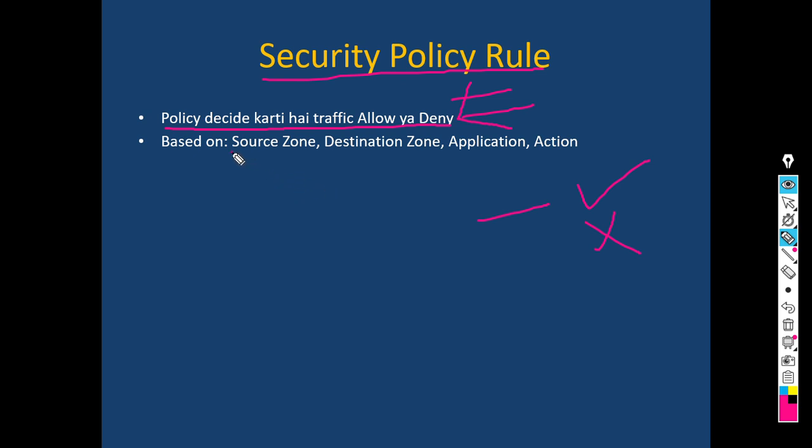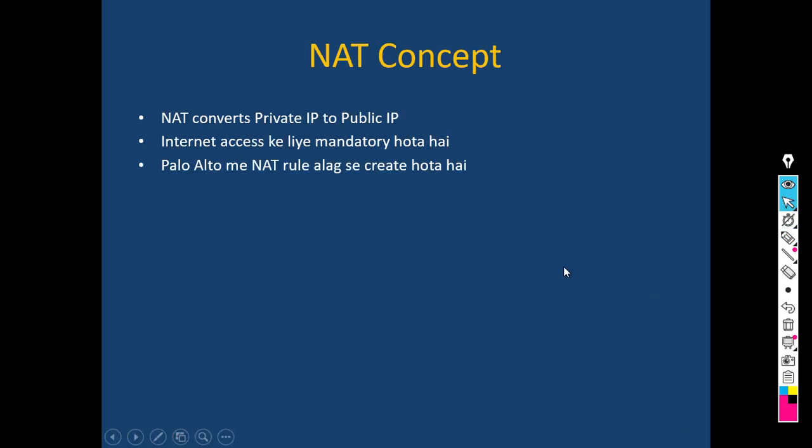There are options: source zone, destination zone, application, and IP addresses. Multiple options are there. These are the basic options: source zone, destination zone, application, and so on. In the action we can put allow, deny, or drop. We will go through this when we do the lab. So let's move on to the next slide.